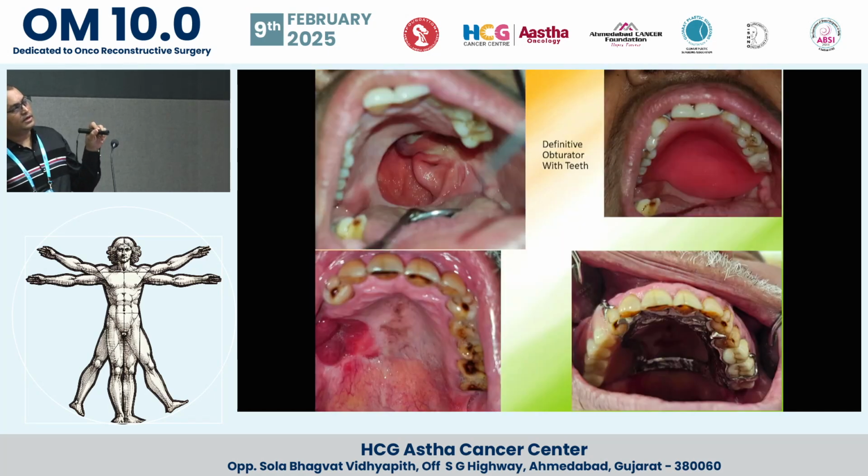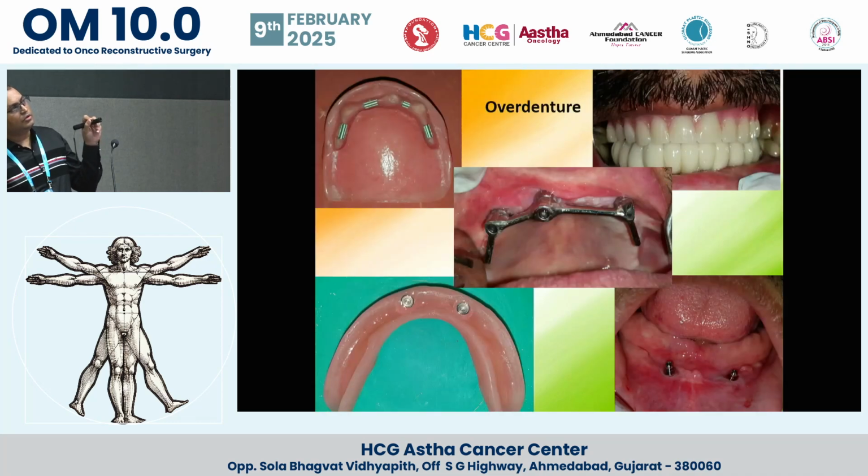These are the obturators which are final obturators after 3 to 6 months. With teeth also can be given. These are removable ones. These are also removable overdentures. These are maxillary overdenture, bar and clip, mandibular overdenture, ball and socket.